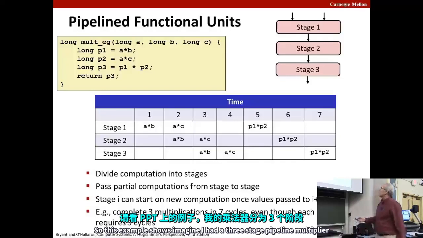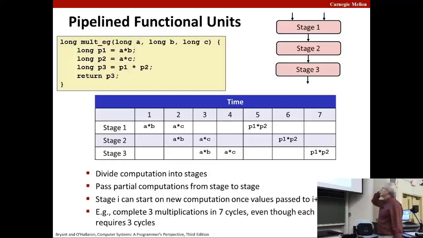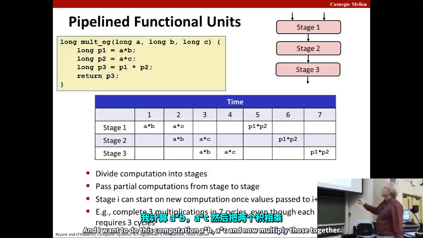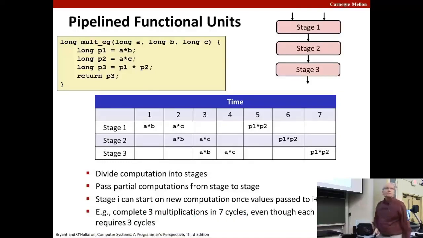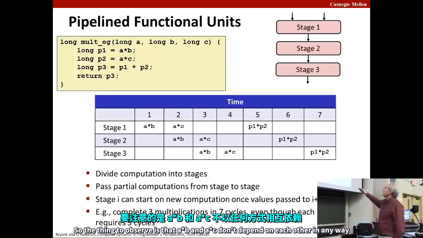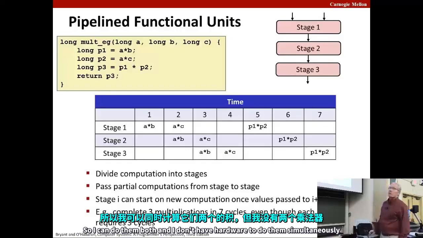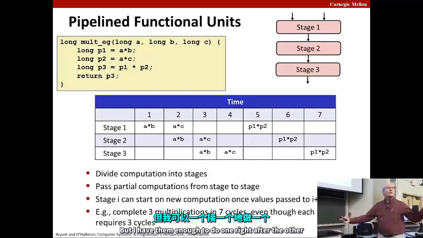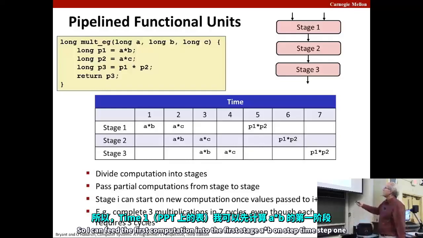This example shows, imagine I had a 3-stage pipelined multiplier, and I want to do this computation: A times B, A times C, and now multiply those together. The thing to observe is that A times B and A times C don't depend on each other in any way. I don't have hardware to do them simultaneously, but I have enough to do one right after the other. So I can feed the first computation, A times B, into the first stage on time step 1.